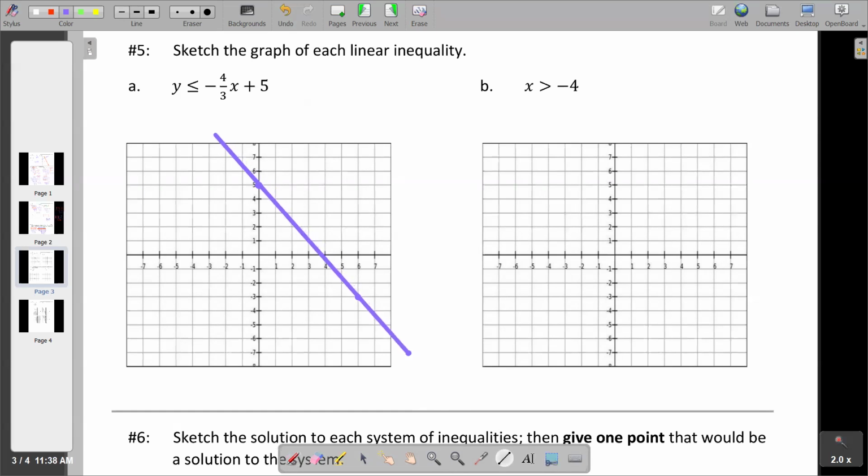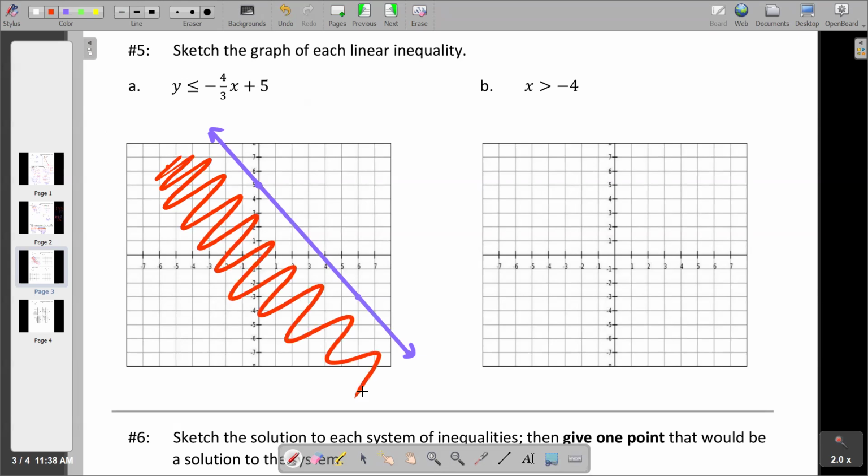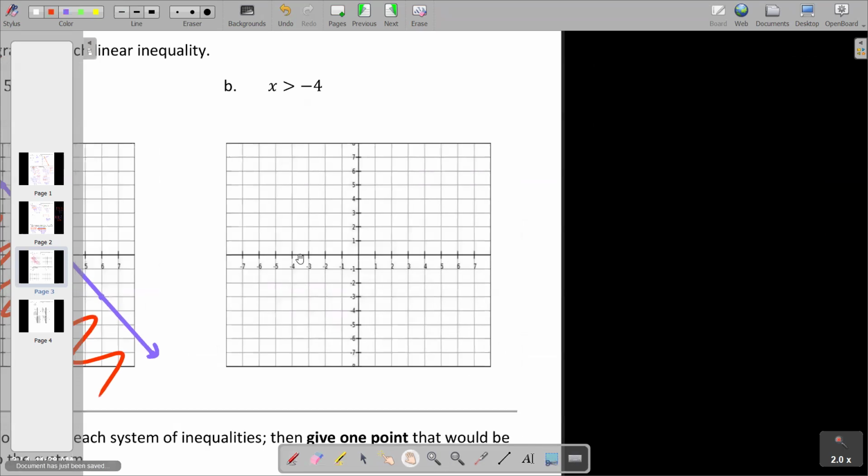So this is the line. Do you like my line? Do I have to change it? Make it dotted? No. Nope, it's solid this time, absolutely. So all I need to worry about now is the shading. And does the shading go above or below? Below, because it says less than. And so my shading is just going to go down here. That's it. Okay, on the second problem, what kind of line only has an X?